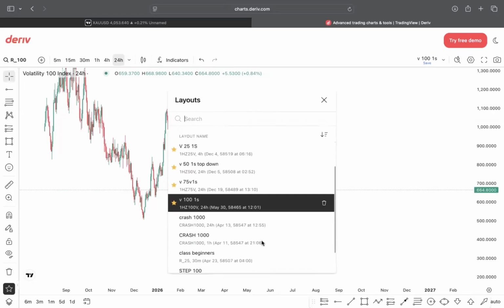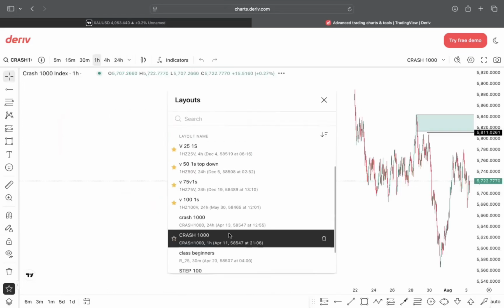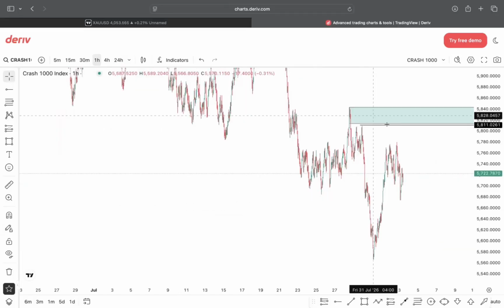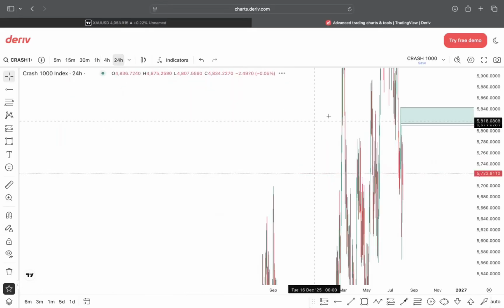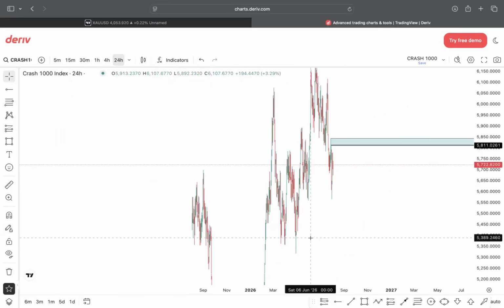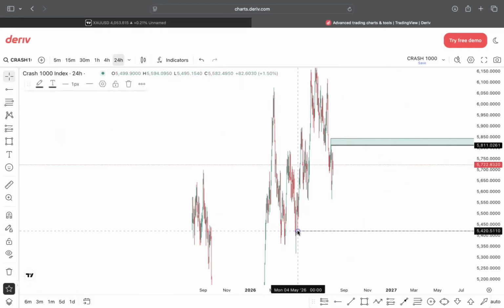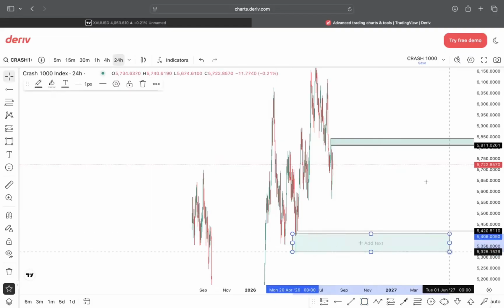I don't think I have too many pairs. Crash 1000, there is no good top-down analysis here. Crash 1000 has a buy on 24 hours. Yes, that we can use for top-down analysis, but it's yet to tap it as well.